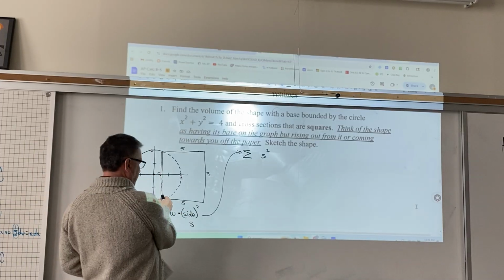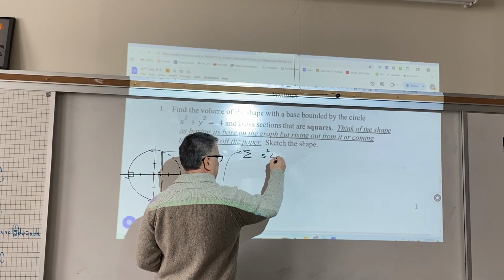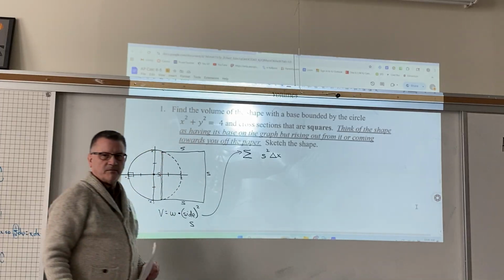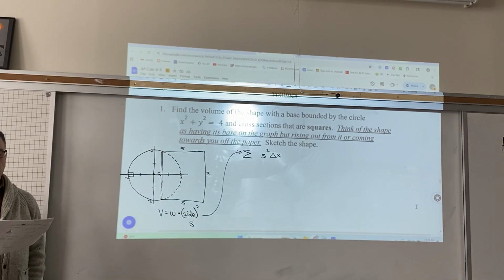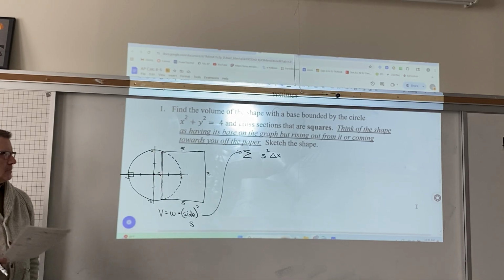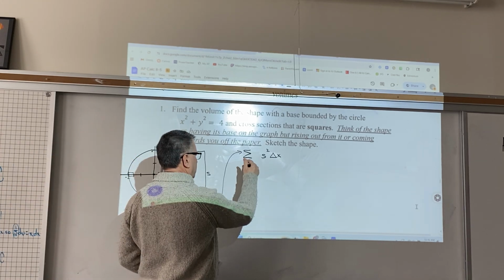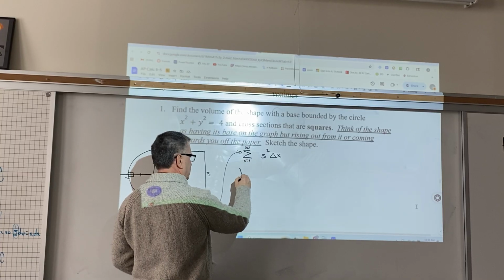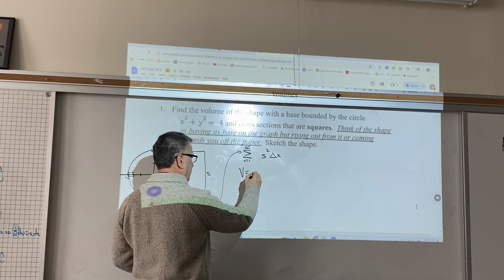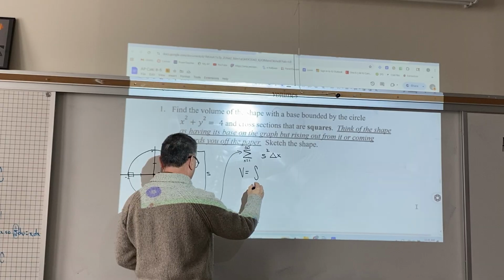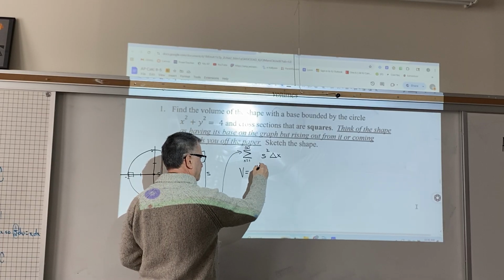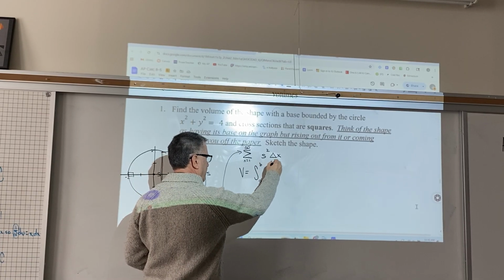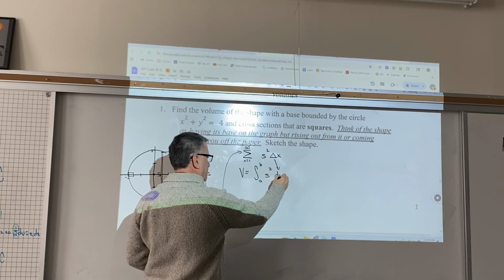Times the width, the thickness of it. Change of x. That's gonna be consistent for each square. So the area of the square times the thickness of the square, and I'm gonna go from n equals 1 to infinity. Well, I know that just becomes this. The volume will equal the integral from a to b of s squared dx.